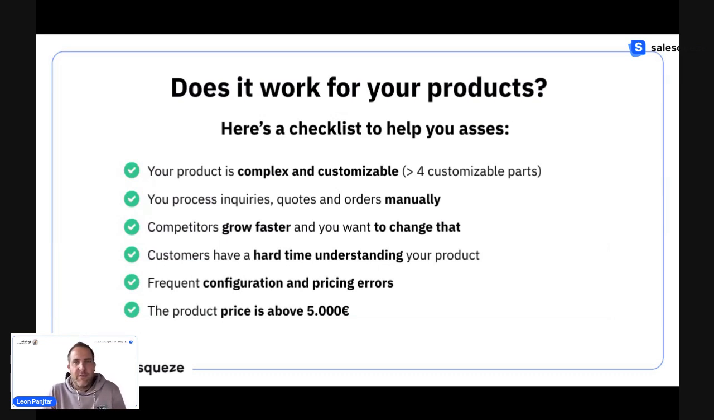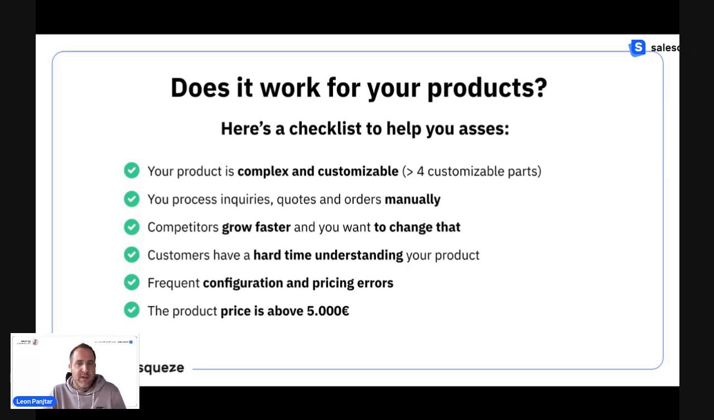So how can you know if this would work with your products? Well, we usually use this checklist to help you assess. Your product needs to be complex and customizable, so it has to have at least 4 customizable parts. You process inquiries, quotes, and orders manually or semi-automatically, and you have the vision to automate this. Your competitors are growing faster and you want to change that. We work with quite a lot of modular house manufacturers, and some of them are really money printing machines, while some of them are not yet, but are on a good way to becoming that.